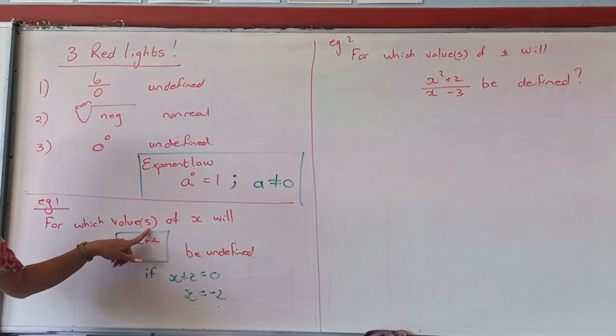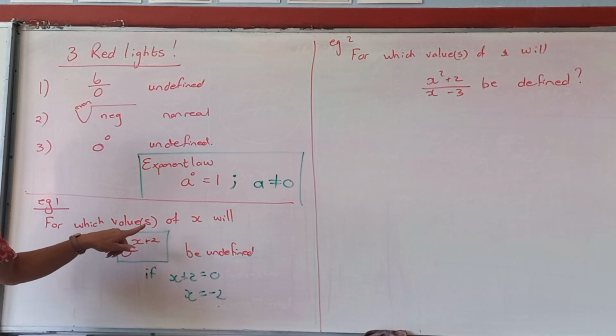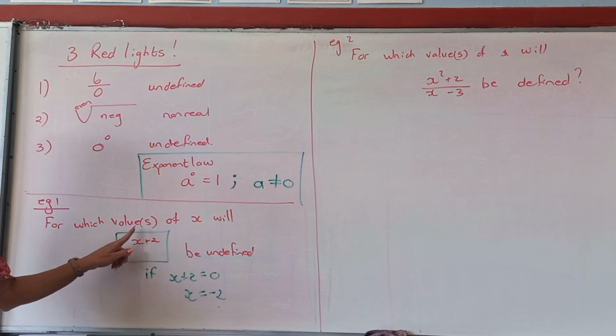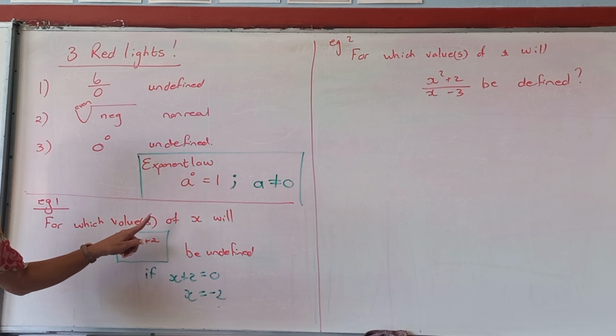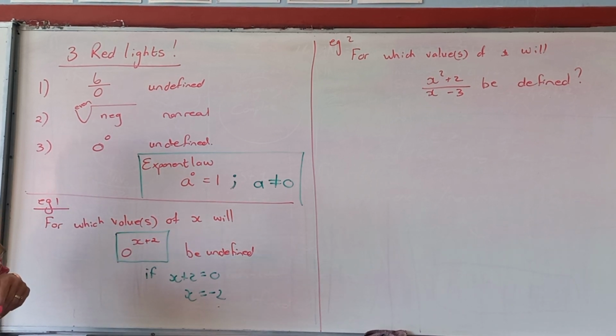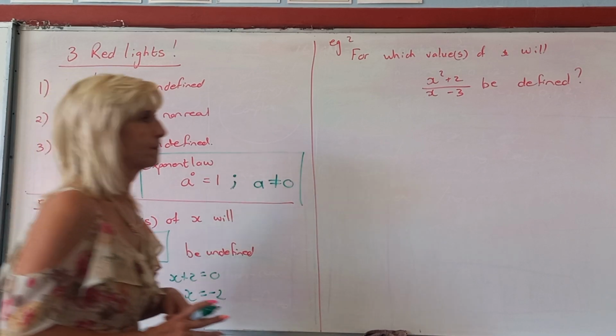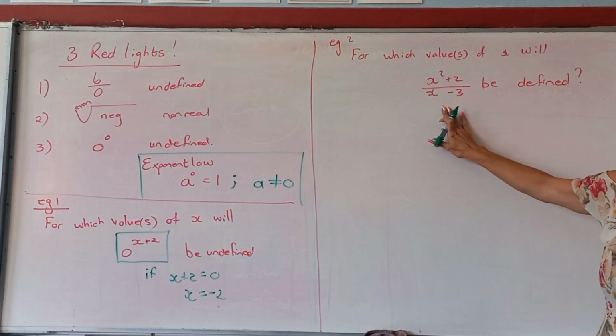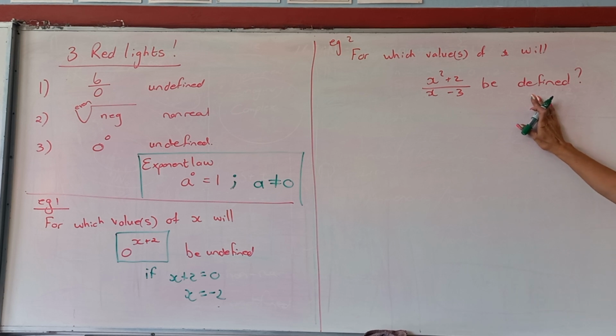Also, something different that's over here, I'm asking you for which values of x, because there might have been more than 1, but there isn't. So it could be just 1 or more than 1. So the questions usually ask that. You saw that in graphs as well, for which value or values will this be bigger or smaller, whatever. So let's look at example 2. Same thing. For which value or values of x will this thing be defined?